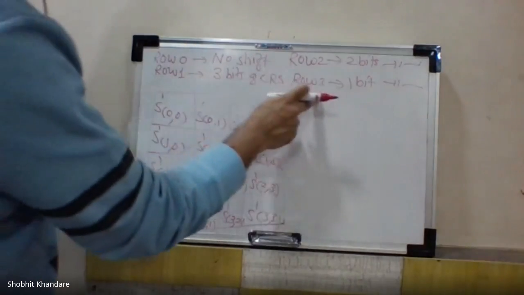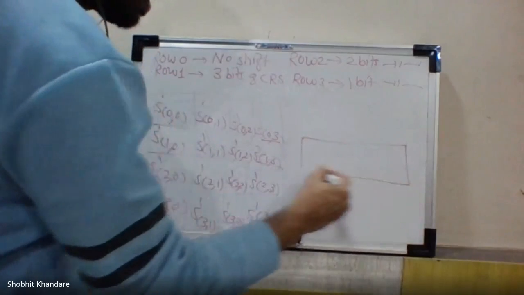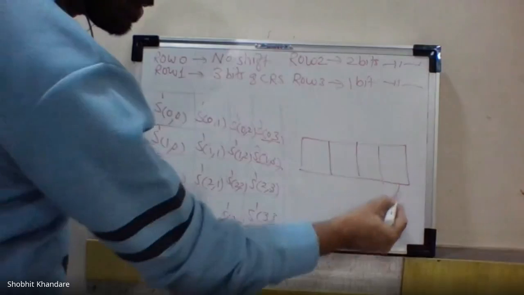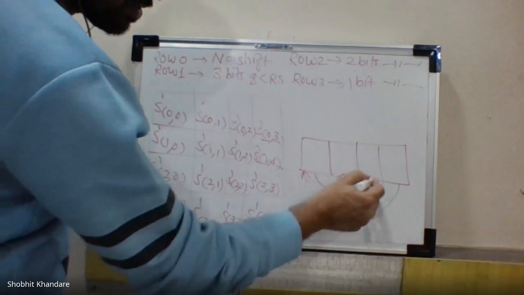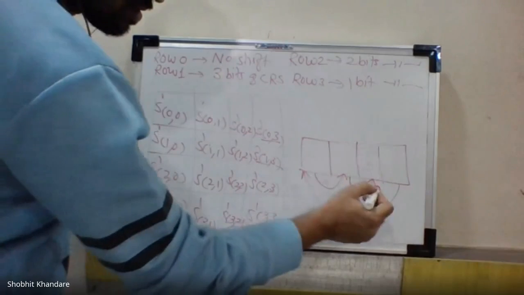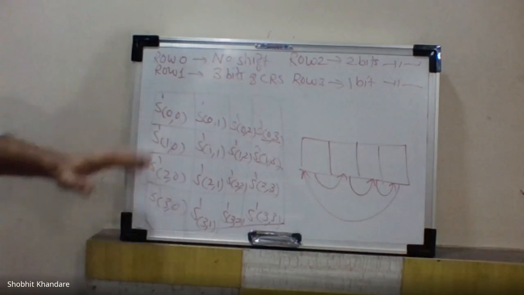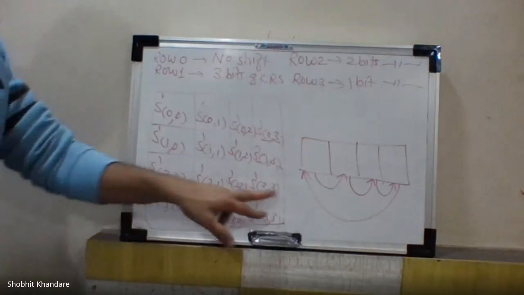that is row 3. Row 3 is 1 bit of shift. And the figure to explain that 1 bit of shift is this one, which I made at the very beginning. This will be shifted here. And this will be shifted here. This will be shifted here. And this will be shifted here. This is called 1 bit of circular right shift. Okay. And this will be applicable where? This will be applicable to the last row, that is row 3.